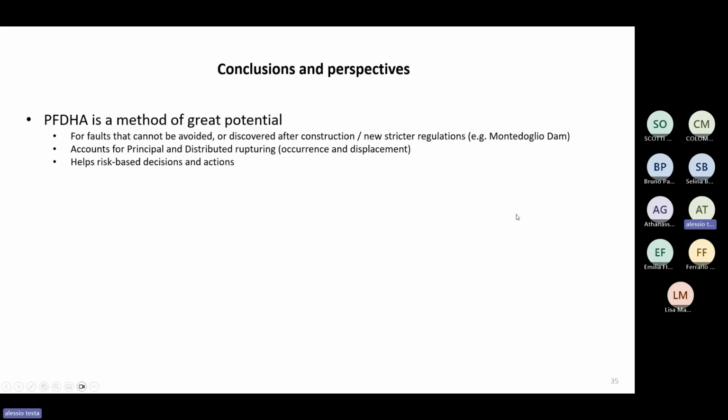So, some conclusions and perspectives. The PFDHA is a method of great potential for faults that cannot be avoided by infrastructure, or faults discovered after the construction of the infrastructure, or even if there are new stricter regulations, such as for the Monte Toglio Dam. It is also useful to account for both principal and distributed faulting, for both the occurrence and displacement estimation, and it also helps risk-based decisions and actions.